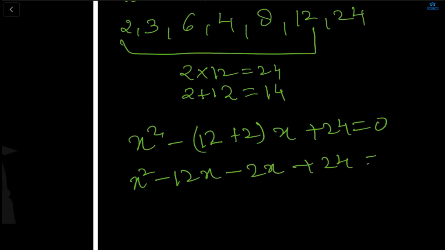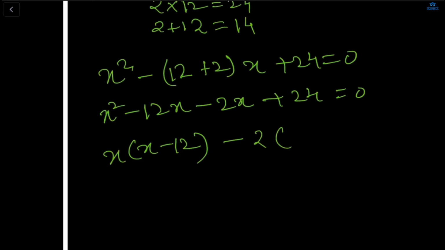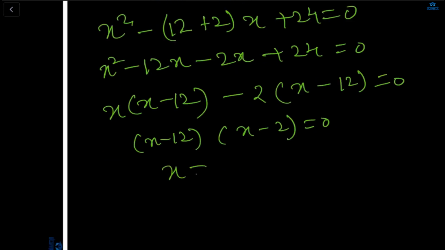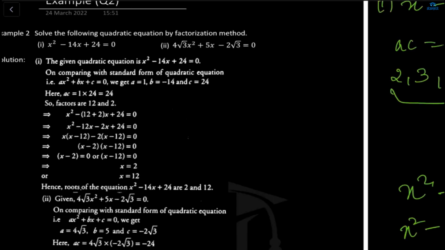When you take common, it will be x minus 12. And here you take 2 common, minus 2, because we need subtraction in the middle. So it will be x minus 12 and x minus 2 is equal to 0. It will give you x is equal to 12 and x is equal to 2, which are the zeros of the quadratic equation. Okay, and let's see this example where you can see roots are there.